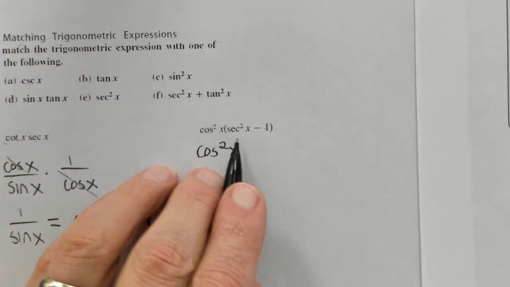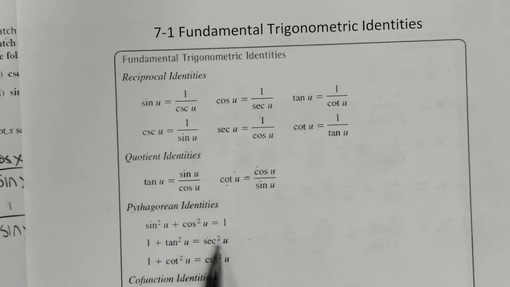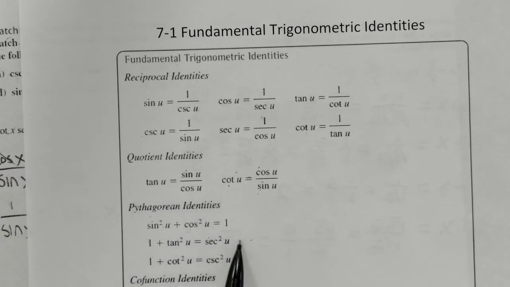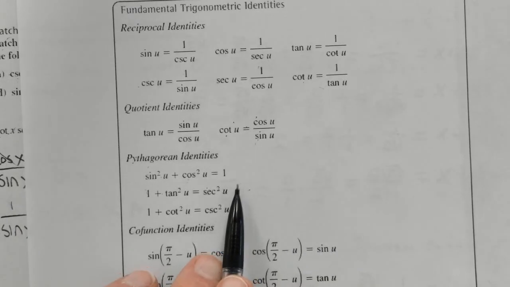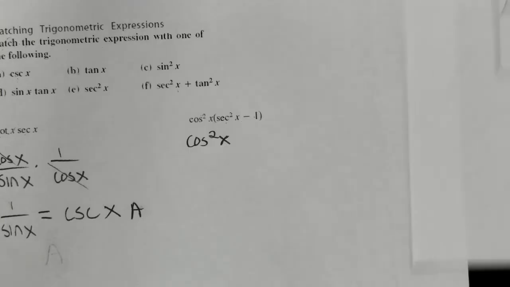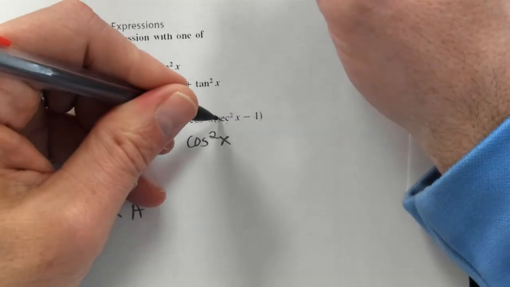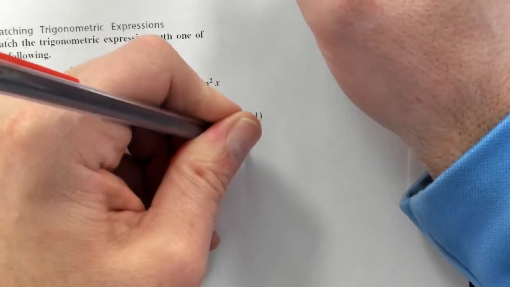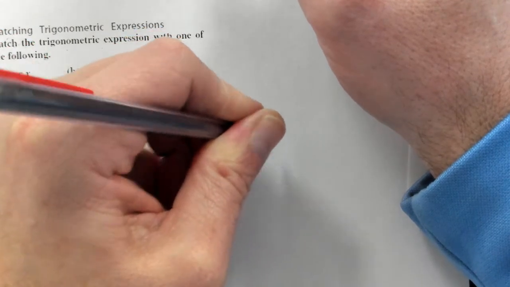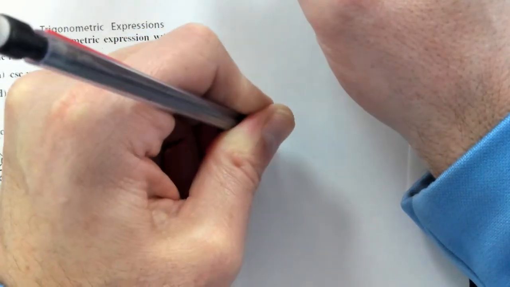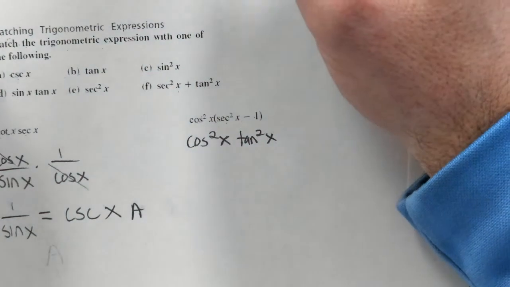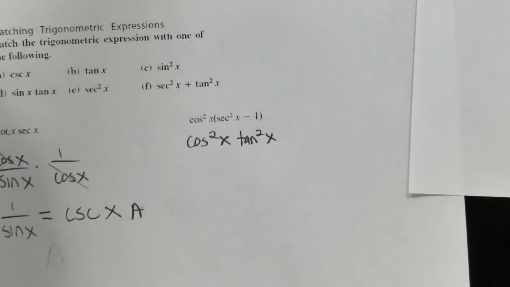But now we can change secant squared minus 1. Secant squared, bring this over here and change that to a minus 1, this equation here. And then secant squared minus 1 is equal to tangent squared. So now I'm going to replace this with tangent squared. All right, so from here, let's see what we can do.